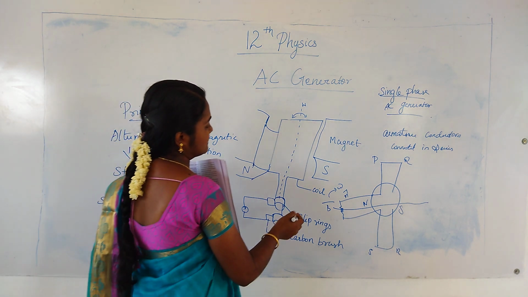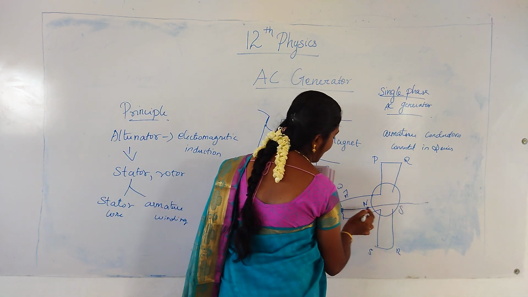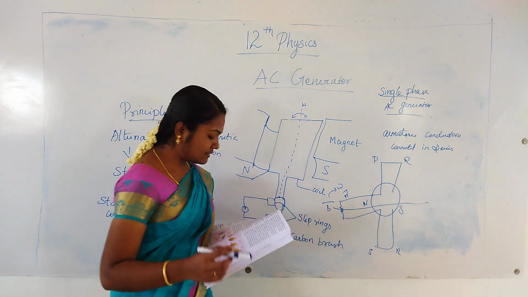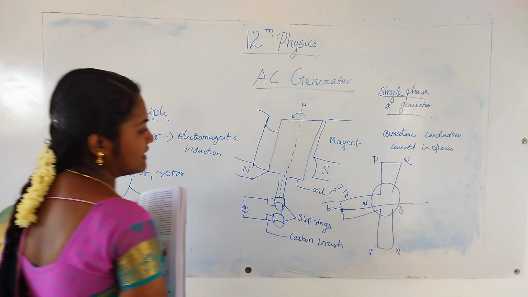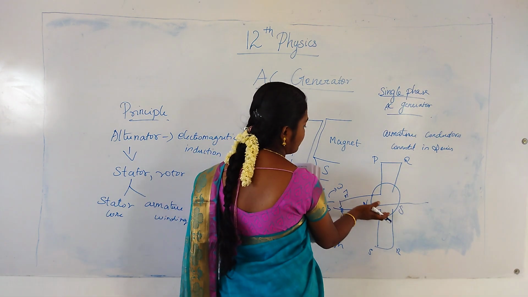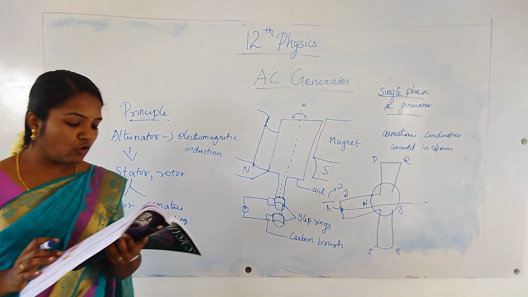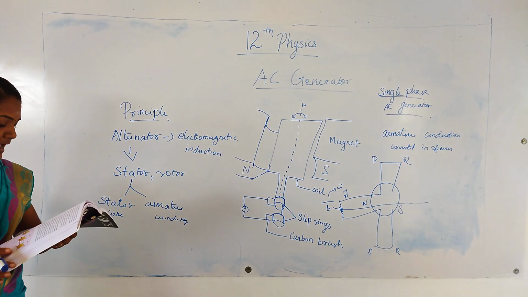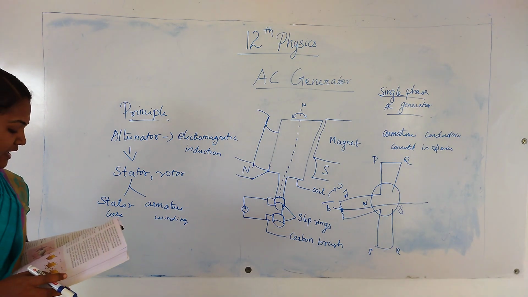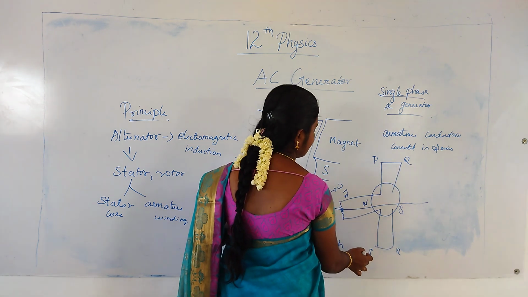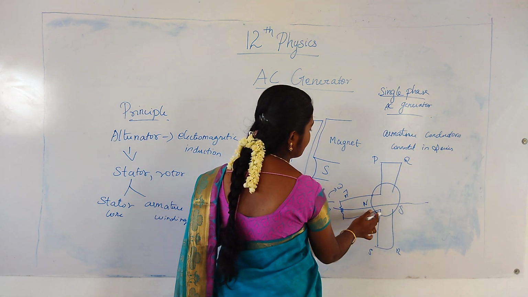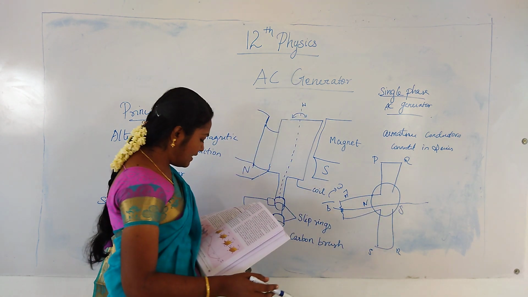Here this is the axis. It can be rotated about an axis that is perpendicular to the plane of the paper. Then the loop PQRS is stationary and is also perpendicular to the plane of the paper.